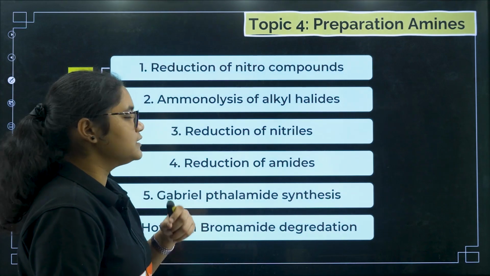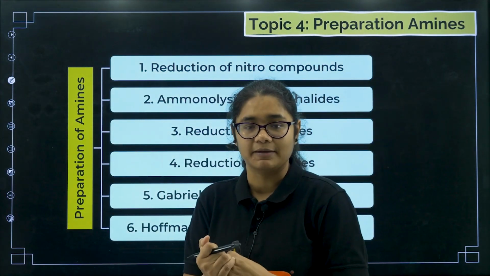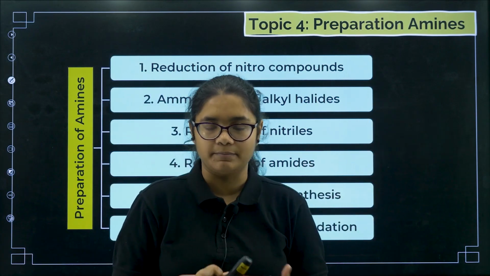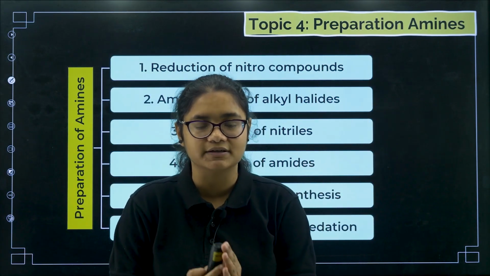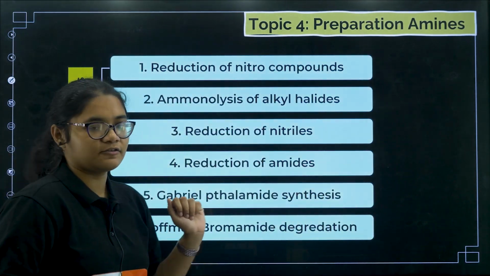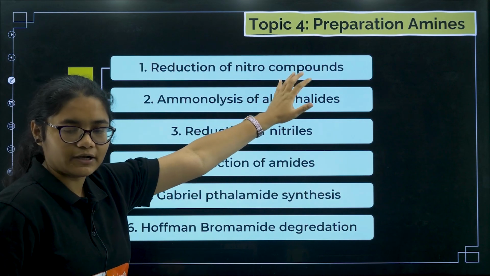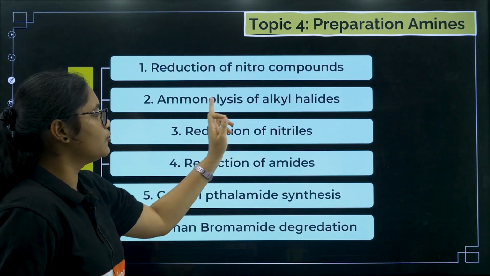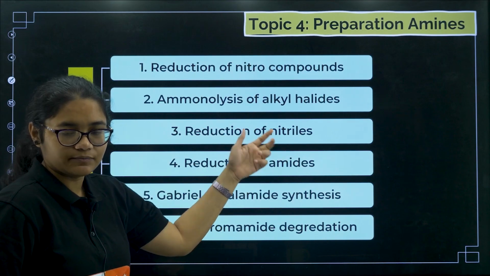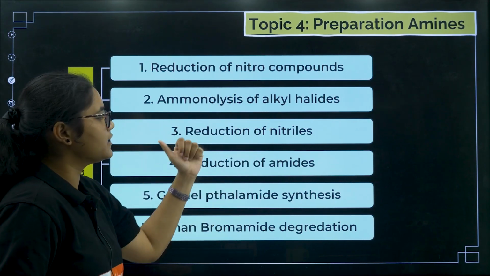Now before moving towards the long answer questions, the 5 marker questions, what I want to discuss is the methods of preparation, okay. We will quickly revise the methods of preparation. So here remember, we have a total of 6 methods of preparation. The first one is from nitro compounds, reduction of nitro compounds. Second one, ammonolysis of alkyl halides. Then reduction of nitriles, then reduction of amides.